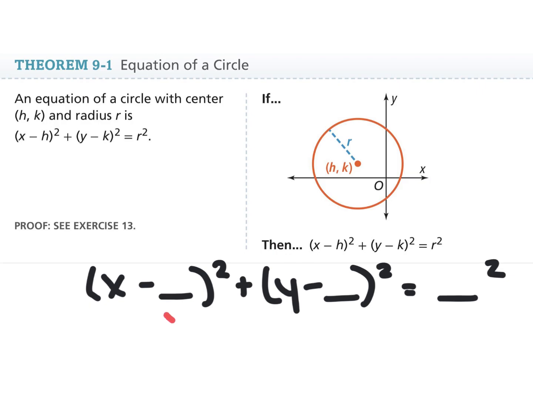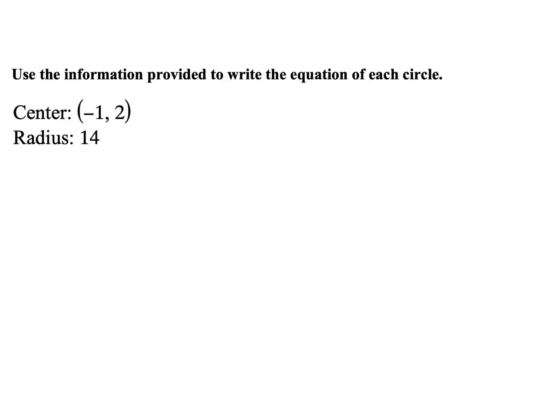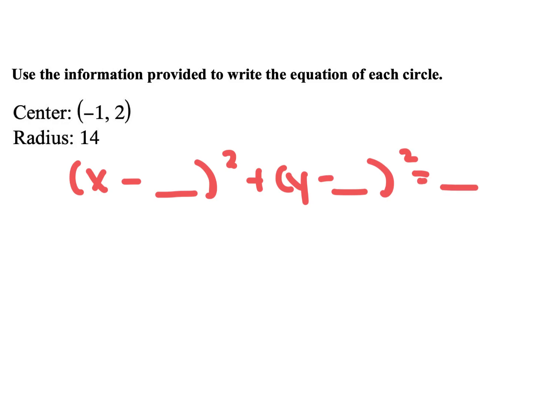the first blank is the x-coordinate of the center, the second blank is the y-coordinate of the center, and the last blank is the radius. So using this information provided, if I want to write the equation of a circle, we know it's always in the form x minus the blank squared plus y minus the blank squared equals the blank squared, where this is the x of the center, the y of the center, and the radius.